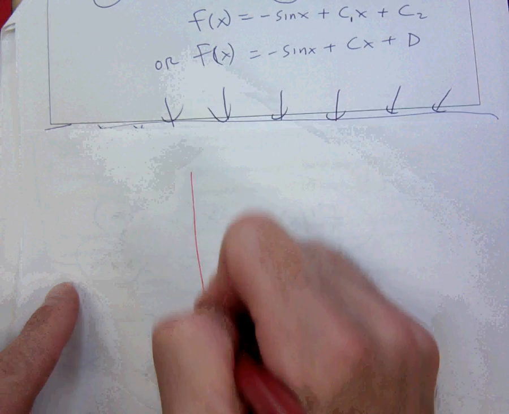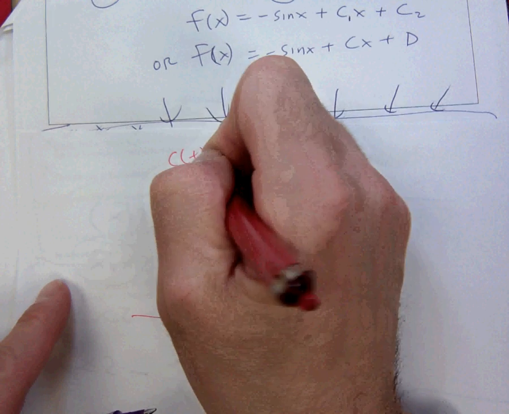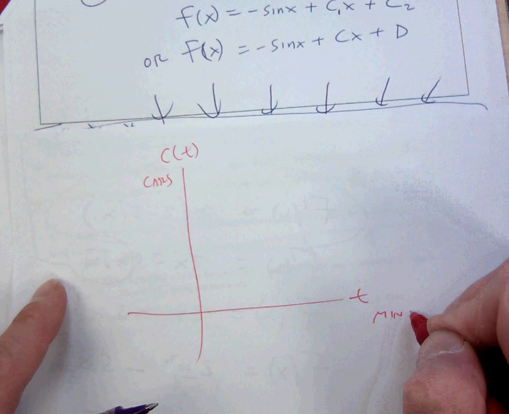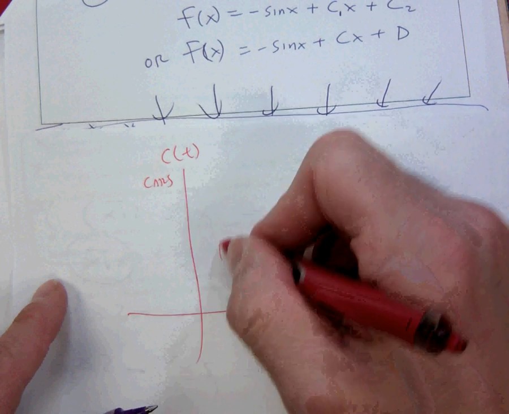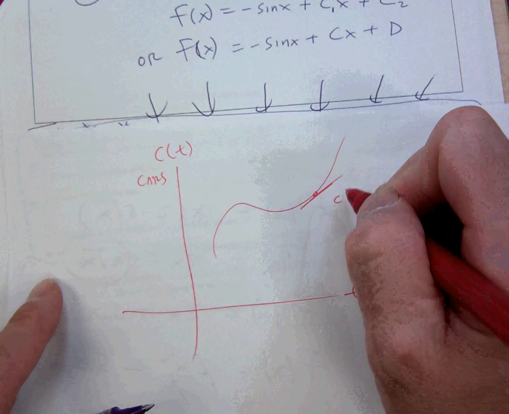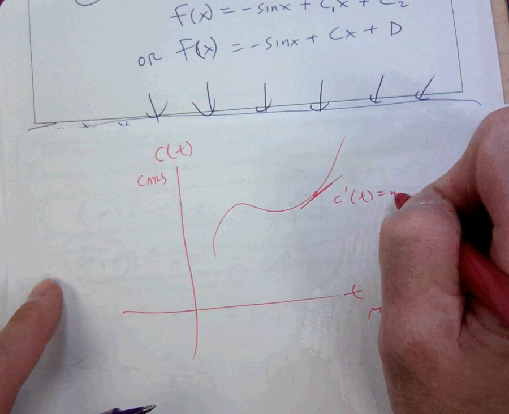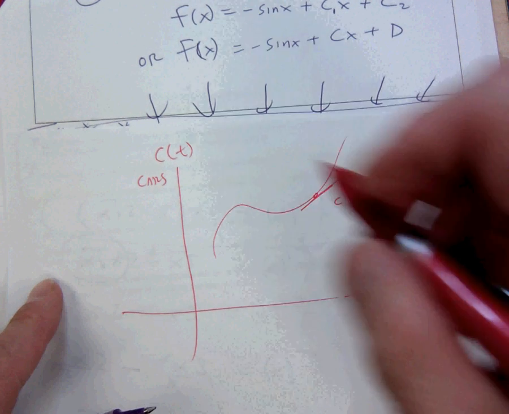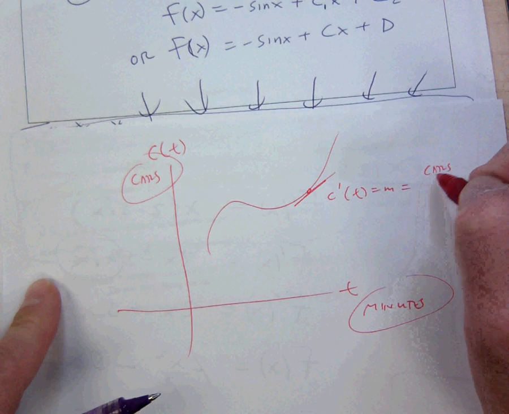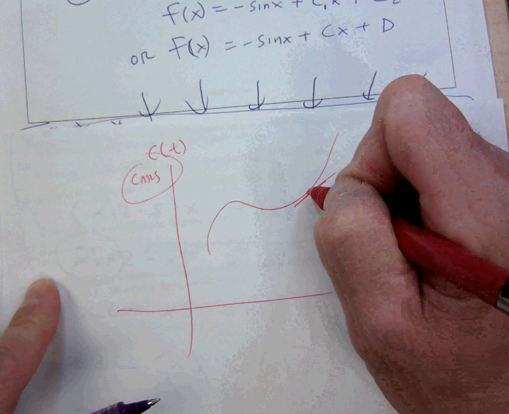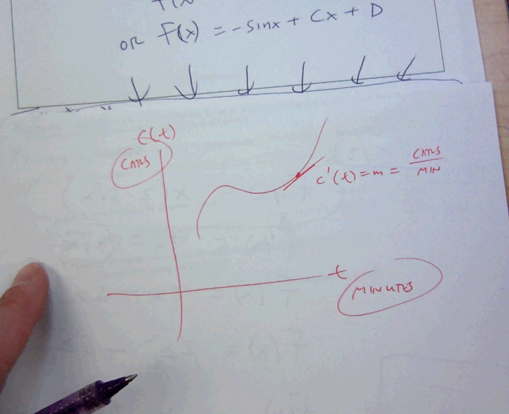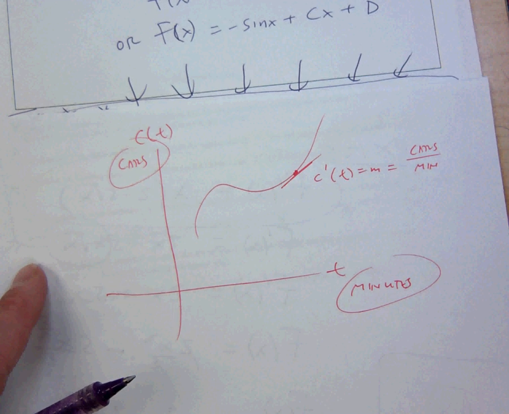If this is C of t, and you got cars up here, and you got t here in minutes, then whatever the curve is, when you take the slope, isn't the slope or derivative just change in y over change in x? So what would the units be on that? Cars per what? Minutes. When you find the slope at one point, or if you find one derivative value, everybody agree the units would be cars per minute? Everybody agree with that? Yes? Okay.